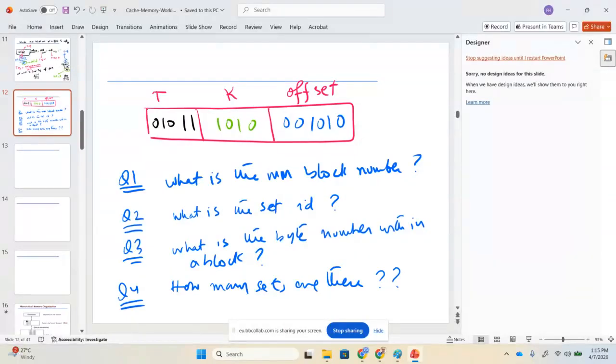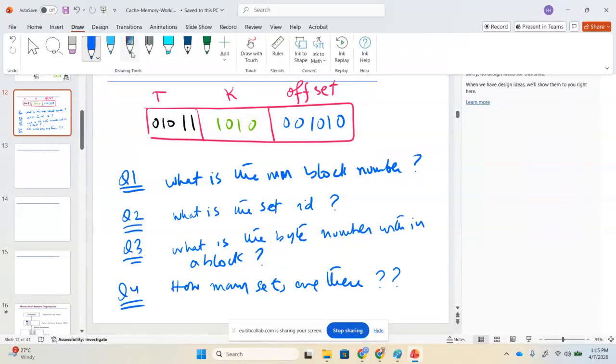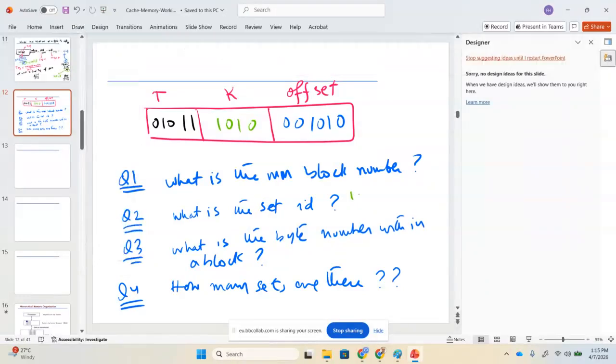Okay, I will answer it. Can you tell me what will be the set ID? This is 10. The set ID. So now it's the green color. So in the green color, this is actually 1010, and if you convert this into binary, this is actually 10. So the set ID is set number 10. Got it or not got it?